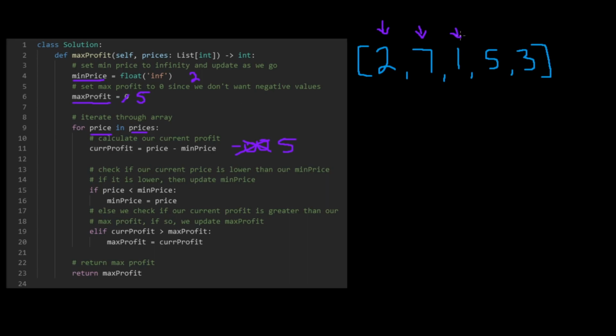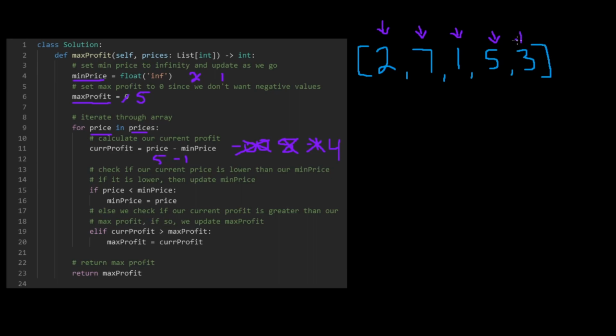And then we go to the next one, which is going to be 1. And our current profit is going to be 1 minus our min price, which is going to be negative. And now we check if our price is less than our min price, which it is. So now our new min price is going to be 1. And now we go through 5. So now we calculate our current profit, which is 5 minus 1, which is 4. And then we check if our current price is less than our min price, which it is not. So then we check if our current profit is greater than our max profit, and it's not.